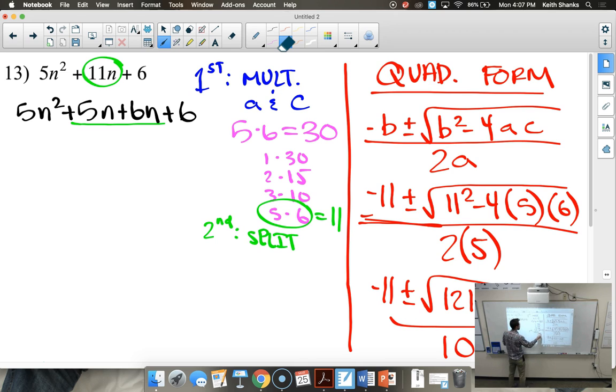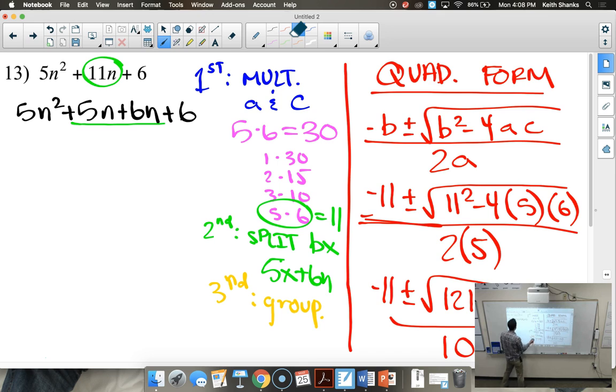So split your b sub x or bx, right? Like we did here, we had 5x, right? 5x plus 6x. This could get a little tricky. Sometimes it's a little harder. And step number 3, third, we're going to group. And by grouping, you're just grouping the things that look similar to each other.